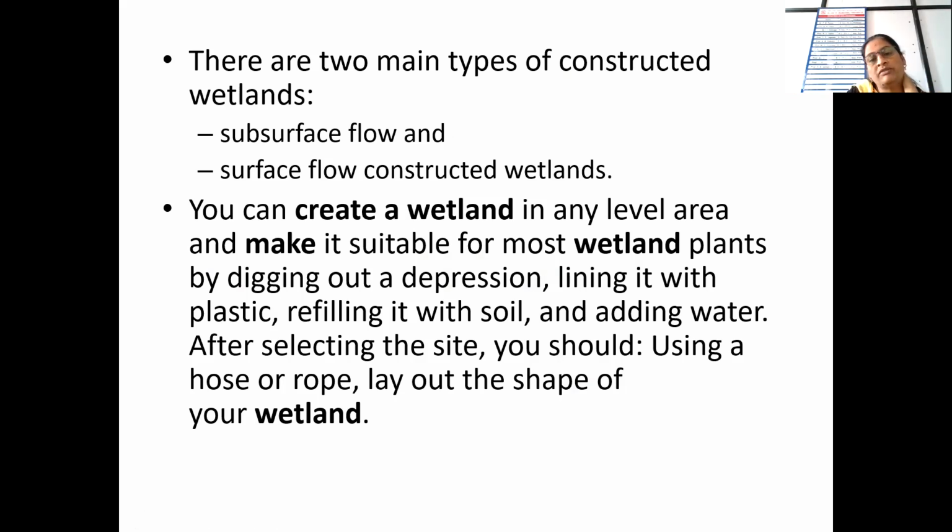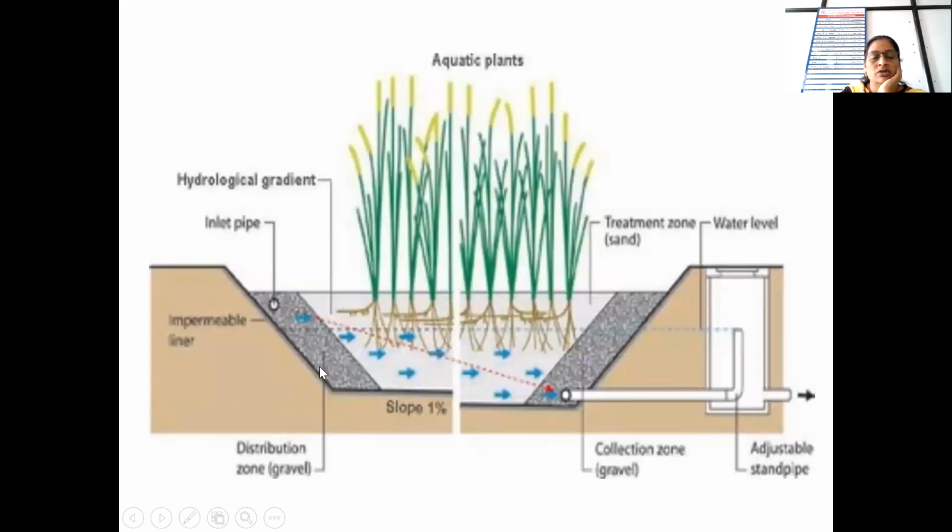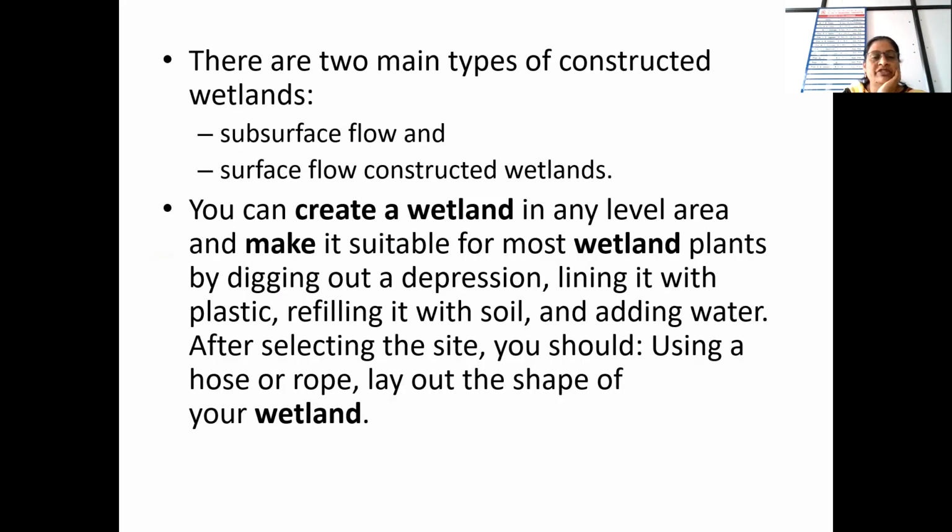Area and make it suitable for most wetland plants by digging out a depression and lining it with plastic. The way it is shown in the figure, you can give a proper shape and then cover the surrounding area with plastic liners to avoid percolation of the liquid into the nearby area. That way you can go for it. After selecting the site, you should use a hose or rope to lay out the shape of your wetland.